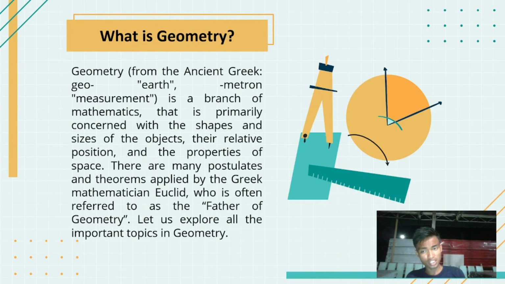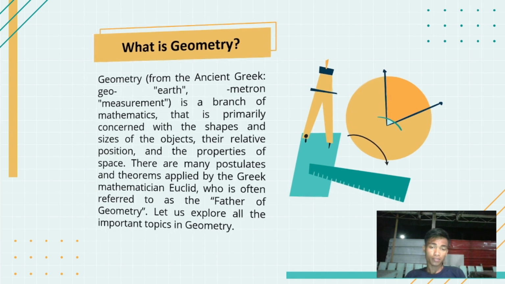It comes from the ancient Greek. Geo means earth and metry means measurement, so it's the measurement of any things on earth. It is a branch of mathematics primarily concerned with shapes and objects, their positions, and their properties of space. There are so many postulates and theorems applied by the Greek mathematician Euclid. When we tackle Euclid's postulates or Euclid's geometry, what we will tackle today is the neutral geometry, the ones not covered by Euclid.